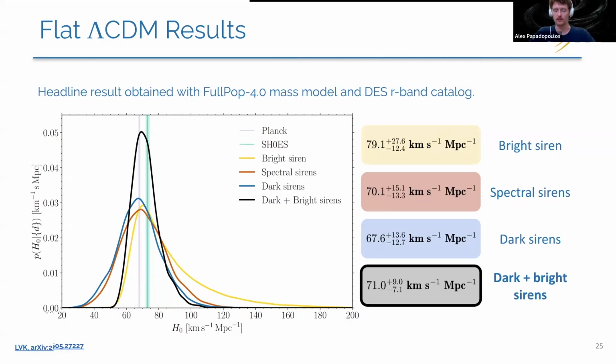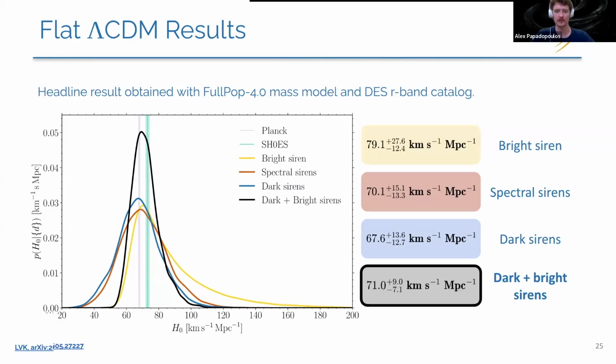And then once we have this dark siren result, we combine it with our bright siren. So in black is our overall result using both the dark and bright sirens. So this is 236 gravitational wave events in total, including electromagnetic information from the counterpart and also galaxy catalog information. And this is an 11% constraint on the Hubble constant.